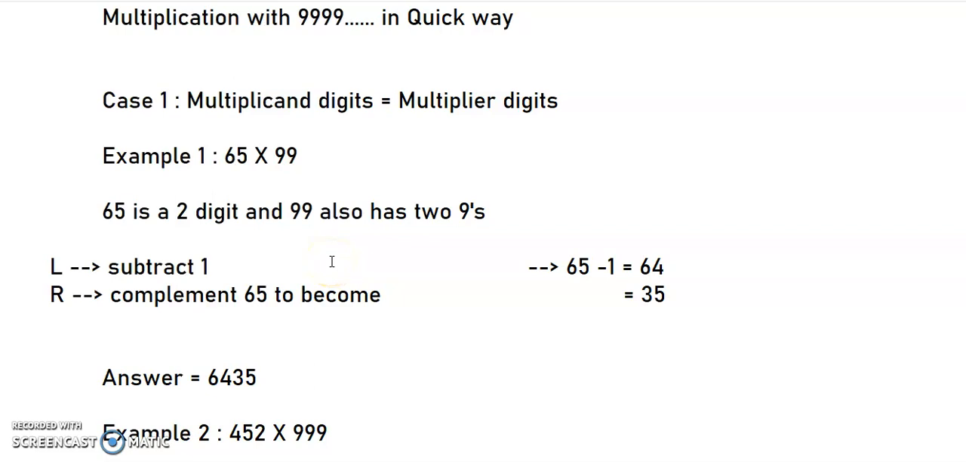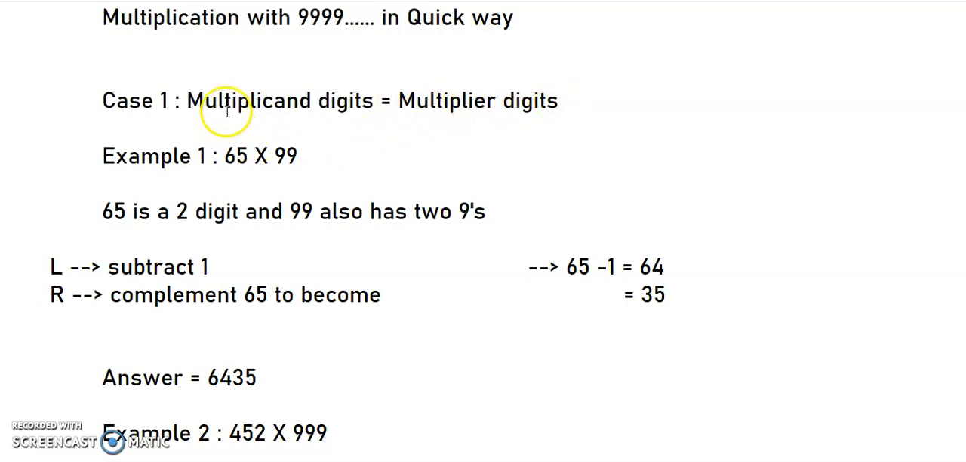See, the title is multiplication with 9999 and so on in a quick way. Here there are majorly three cases that will come. One is multiplicand digits equal to multiplier digits, case 2 is multiplicand digits less than multiplier digits, and case 3 is multiplicand digits greater than multiplier digits.